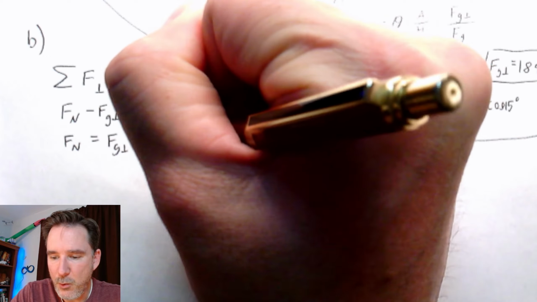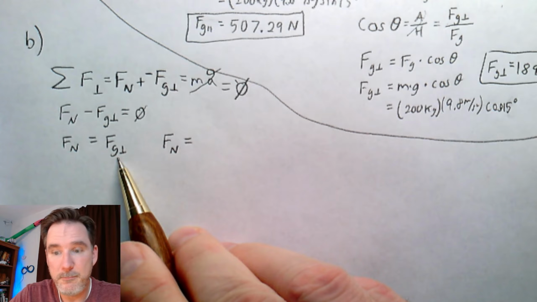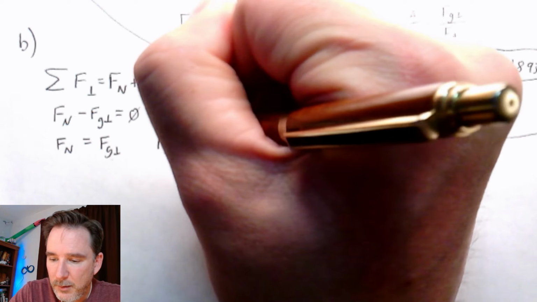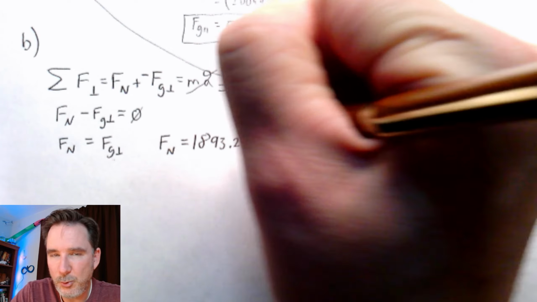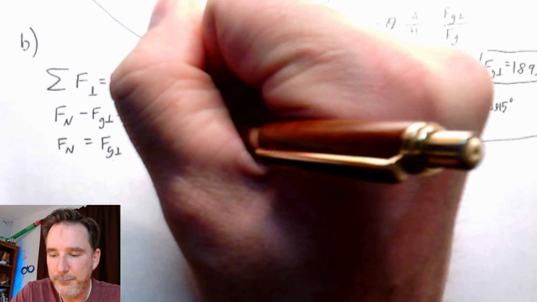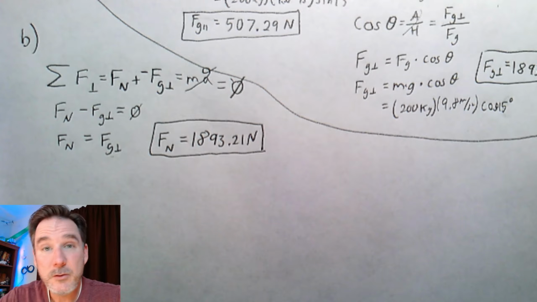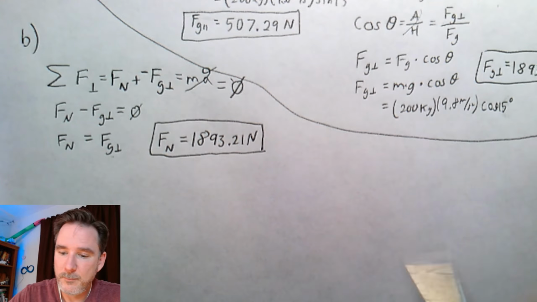So the final answer here, the normal force is equal to whatever we got for the perpendicular force of gravity up above. That was 1893.2. I feel like I should round that a little bit better. Okay, so that is our normal force. That's letter B.